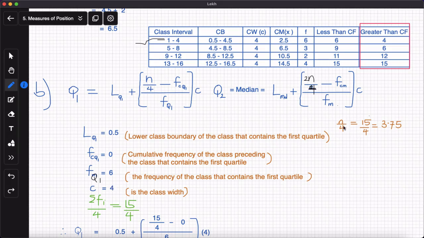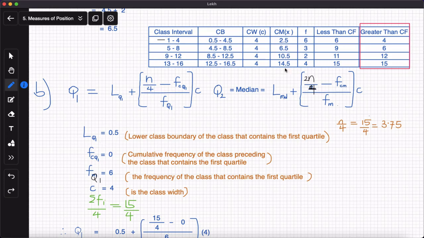We first say n divided by 4, that will give us 3.75, and 3.75 will be obtained in the cumulative frequency for the first time using the less than frequency when you are in this class. So we are saying a cumulative frequency of at least 3.75. Where's the first place that you are going to have it? It's here. So that means this is the class that contains the first quartile. And then the lower class boundary of that class is 0.5. That's how we got this.